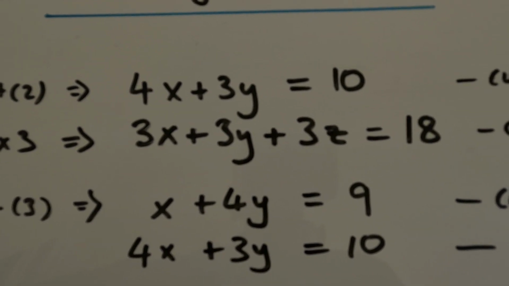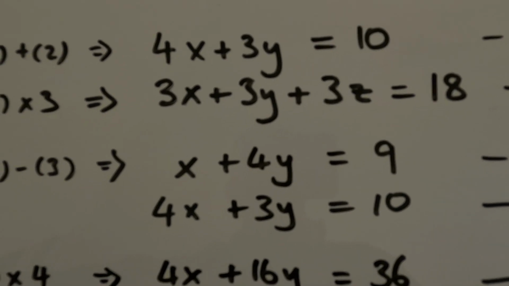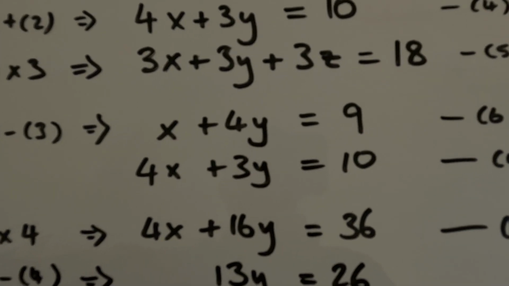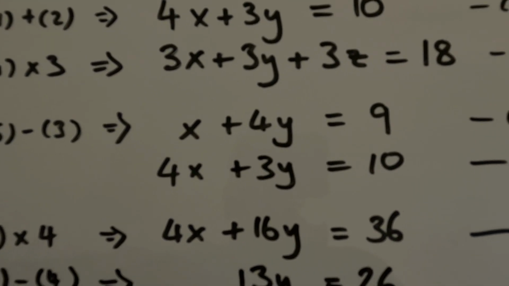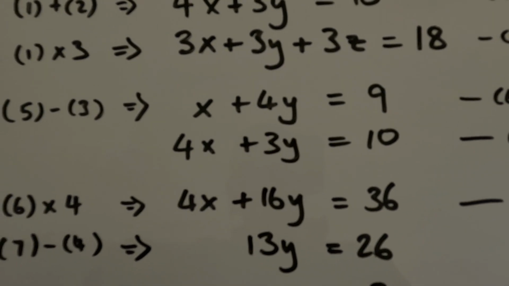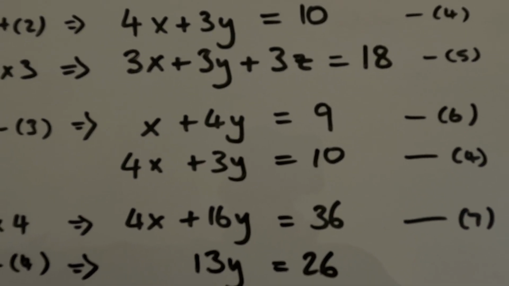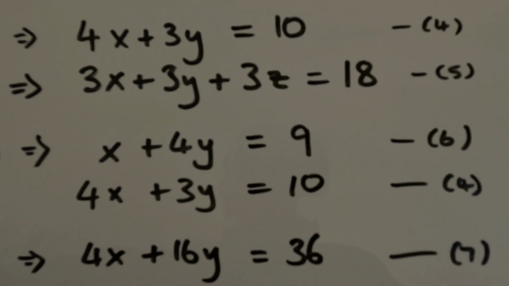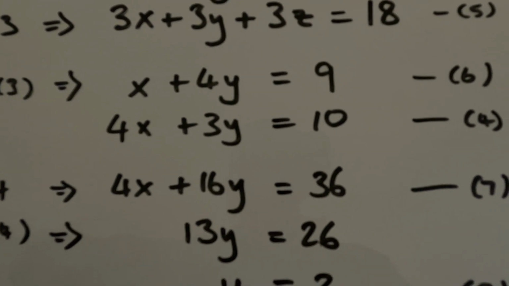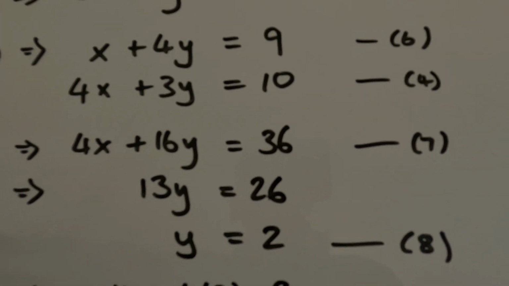Okay, now I could eliminate y, but it's much easier to eliminate x here because it only involves one operation. So if I multiply equation 6 by 4, that will give me a 4x, and then I can subtract. So 4x plus 16y is 36. So I'm going to call that equation 7, and then if you see, we've got a 4x there and a 4x in equation 4, so just subtract them. 7 minus 4 is 13y is equal to 26. So y is equal to 2. I'm going to call that equation 8.